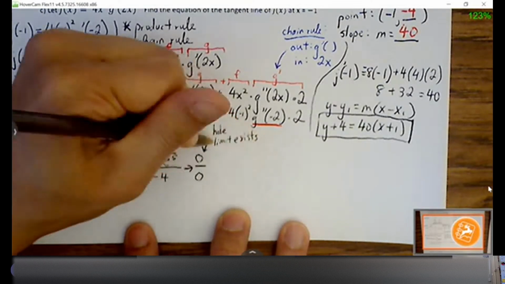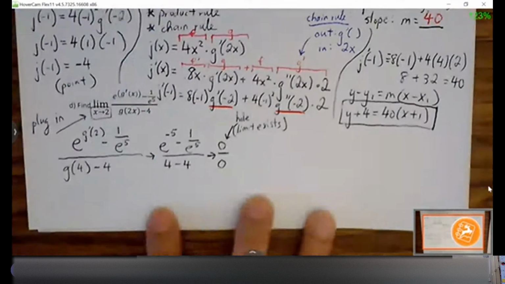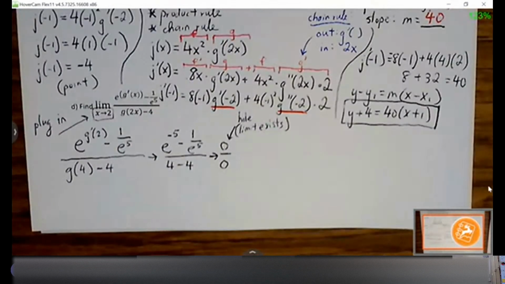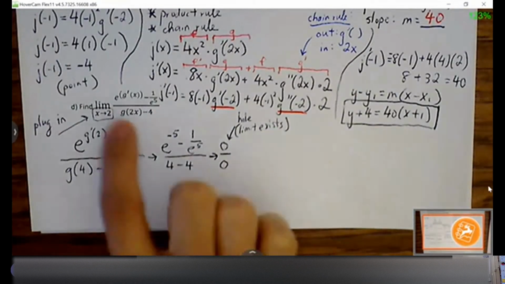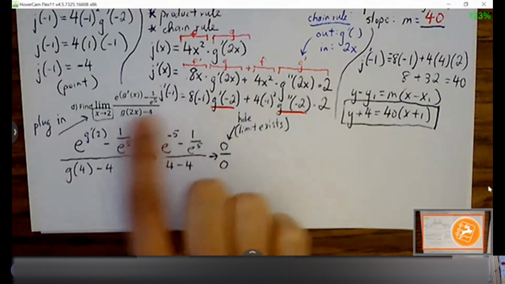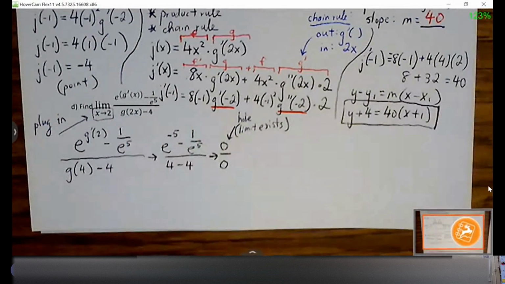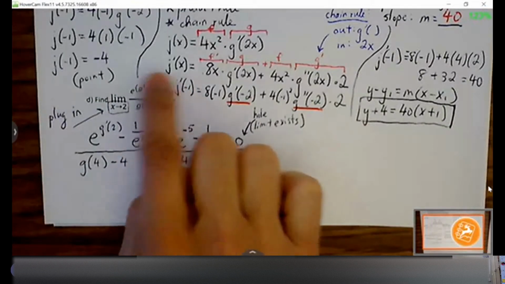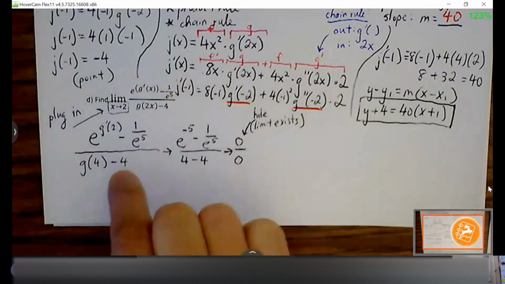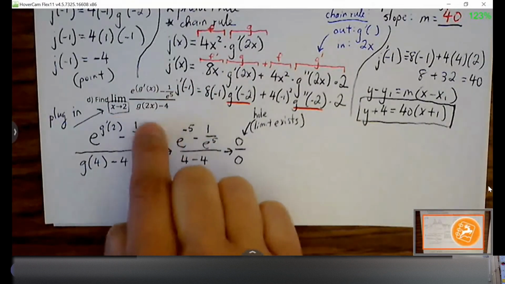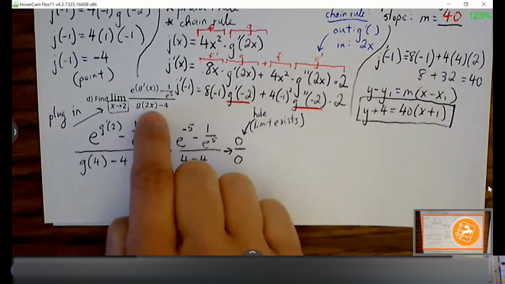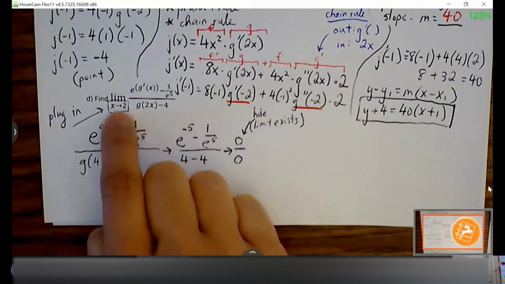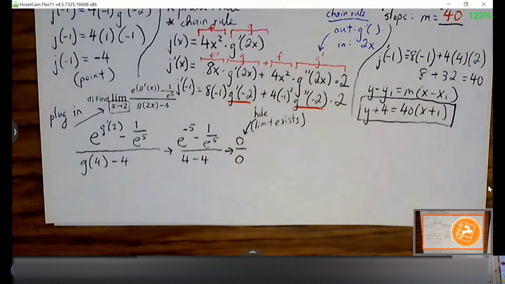So what can we do to handle this type of problem? L'Hopital's rule, right? This is not something that we can factor. There's nothing that we can cancel out. So we need to rely on L'Hopital's rule. L'Hopital's rule says take the derivative of the numerator, separately take the derivative of the denominator, and then once you create a different version of the expression, reevaluate, and that should lead us to a real number.